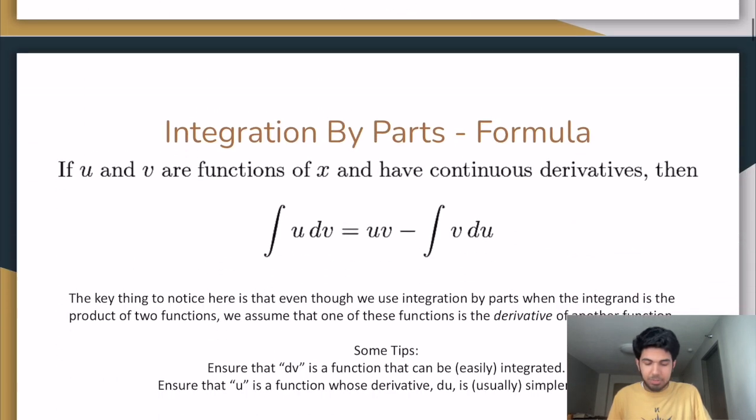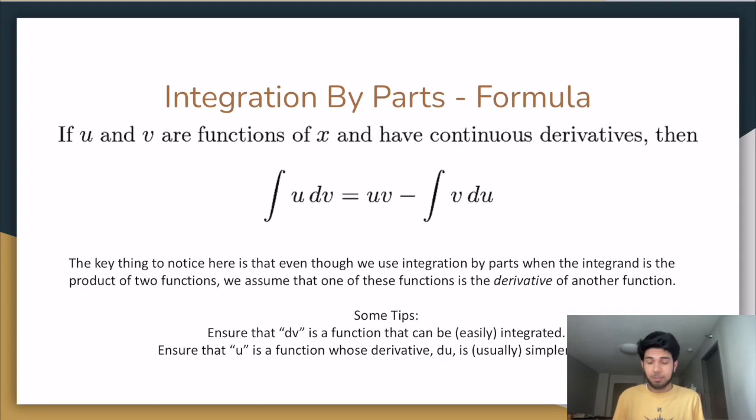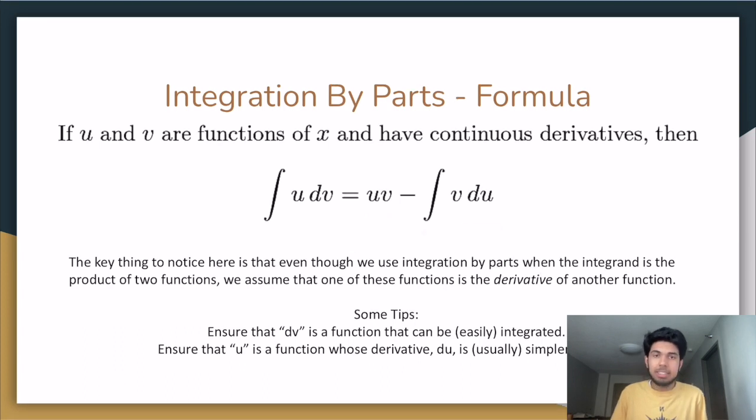So how does integration by parts work? Well, it has a formula. If u and v are functions of x and have continuous derivatives, then the integral of the product of u and dv, the derivative of v, that integral is equal to uv minus the integral of v du. Okay, we'll try to break this apart a little bit, but it might be a little bit confusing.